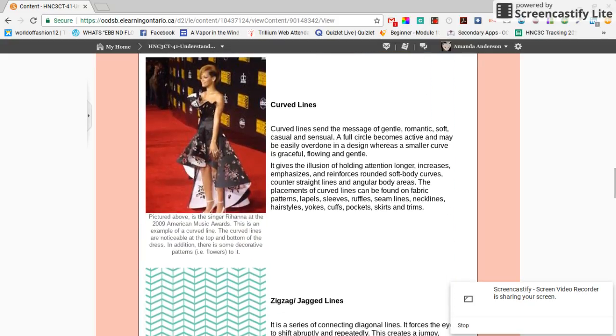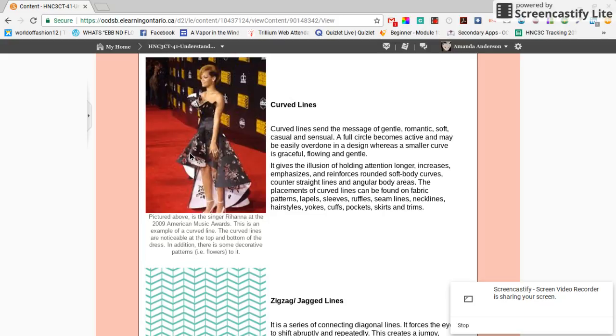Other types of lines could be curved lines. Curved lines like this Brianna dress here. There's not really any straight lines. Even the pleats you can see are curved and rounded. So this reinforces soft body curves. It also helps a garment look more flowy and gentle.